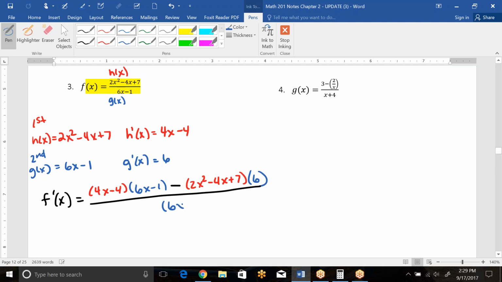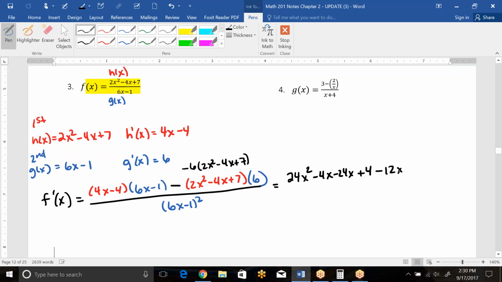So (6x minus 1) squared. Okay, so we're going to work out the top here. We're going to FOIL this first group. That would be 24x squared minus 4x minus 24x plus 4. Be careful here. I actually like to rewrite this as negative 6 times all of that, so that you realize that not only are you distributing a 6, but you're also distributing the subtraction sign.